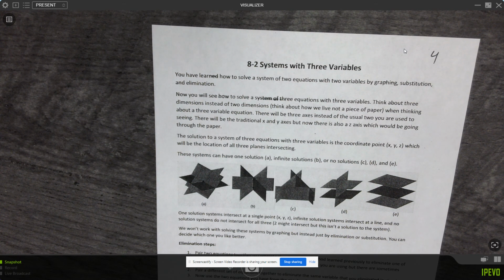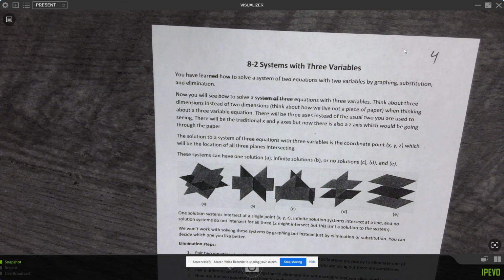All right, we're going to continue talking about systems, but now we're going to talk about systems that have three variables. Okay, so you just talked about how to solve a system of two equations with two variables. We looked into graphing and then substitution or elimination. You could have learned both, but you had to only learn one. But you had to learn how to do graphing.